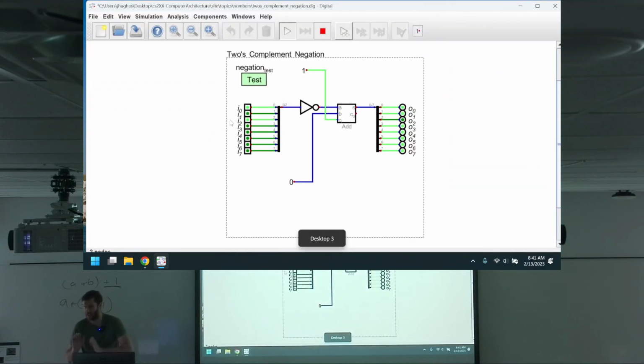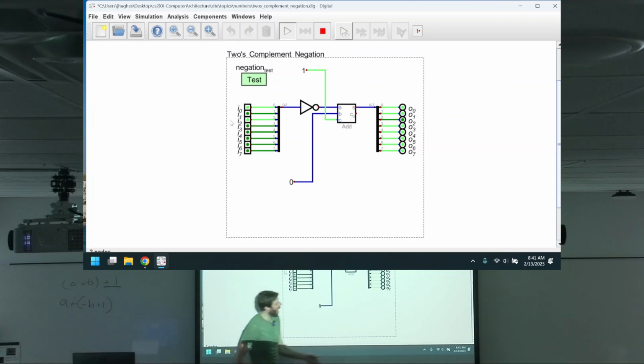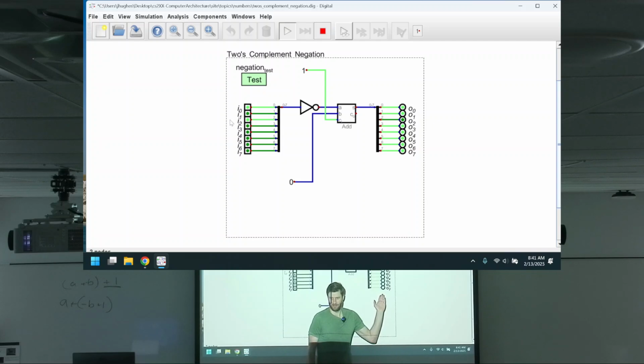So, pay attention. You say, how am I supposed to know if that's -5 or 251? Who can tell me? Based on seeing this bit pattern, how do you know? That's the only way to know. If you only saw the bit pattern, there's no way to know. Because remember, it's an encoding. And if I don't know how to decode it, I can't decode it.